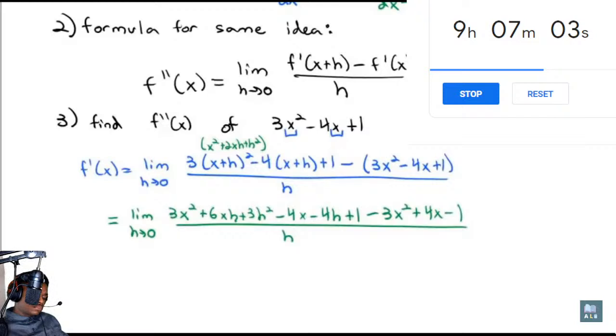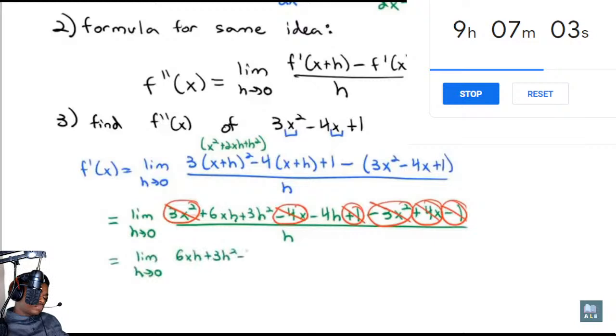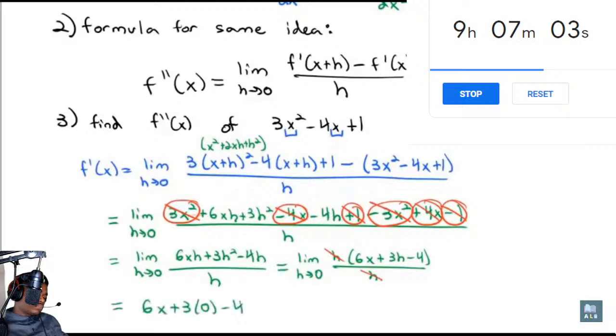Hopefully we can clean this up a bit. 3x squared minus 3x squared is 0. Negative 4x plus 4x is 0. 1 minus 1 is 0. And so we have the limit as h goes to 0 of 6xh plus 3h squared minus 4h all over h. And we remove that discontinuity by factoring out the h: h times 6x plus 3h minus 4, all over the h. The h's divide out, and now we can just plug in the 0. So we have 6x plus 3 times 0 minus 4, which is equal to just 6x minus 4.